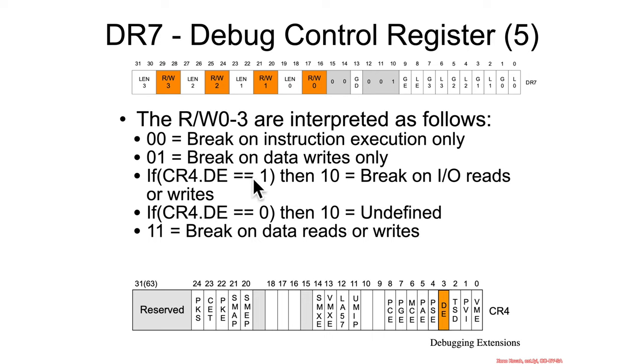There's no form of read only. And then there's control register 4.DE, for debugging extensions. So here we've got control register 4 making an unexpected appearance, guest starring. If DE is equal to 1, then 10 means break on IO or port IO, and that's actually going to be the topic for the next section. If DE is equal to 0, then 10 is undefined, and that's not a valid type of breakpoint.